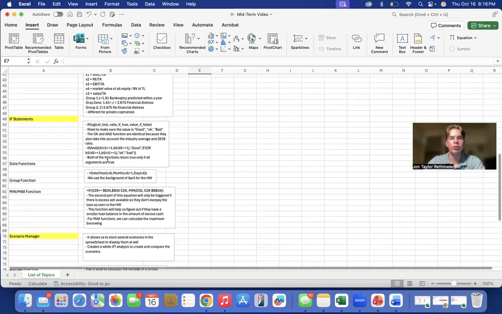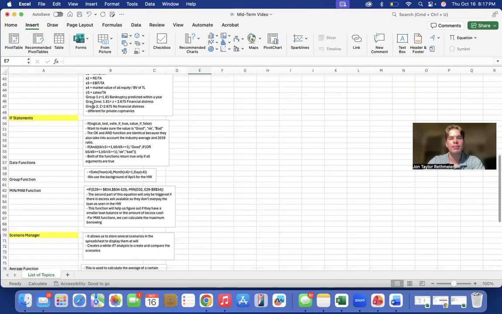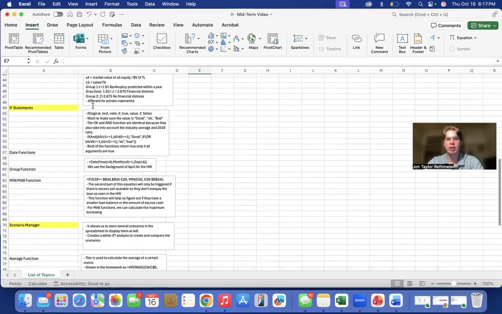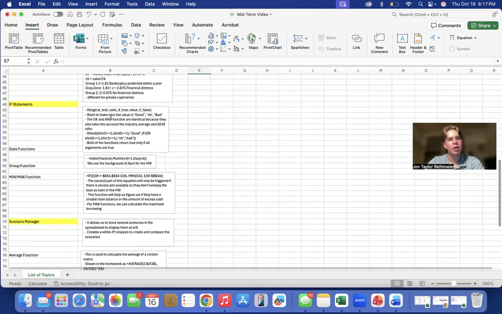So if group one is below the Z-score of 1.81, bankruptcy is predicted within a year. In the gray area, if they're between 1.81 and 2.675, they're showing a little bit of financial distress. And then for group two, if they are above 2.675, there's no financial distress predicted.